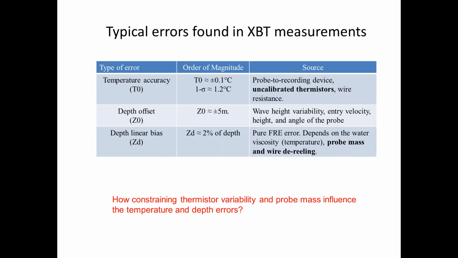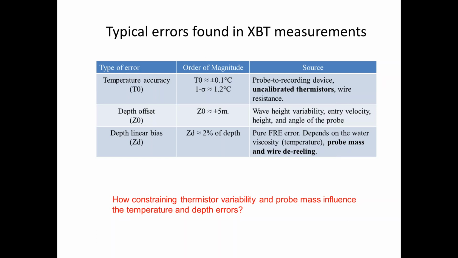And the depth offset, that is about 5 meters. And this is due to wave height variability, entry velocity, and angle of the probe. So it's things that happen at the surface generally. And also depth linear bias, that's over the depth, that is the flow rate equation error. That is due to environmental properties as well as the probe mass and the wire mass and wire density and things like that.